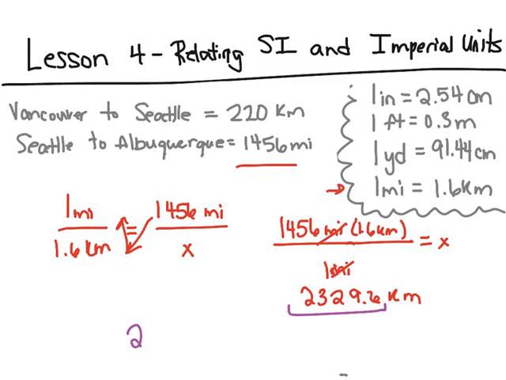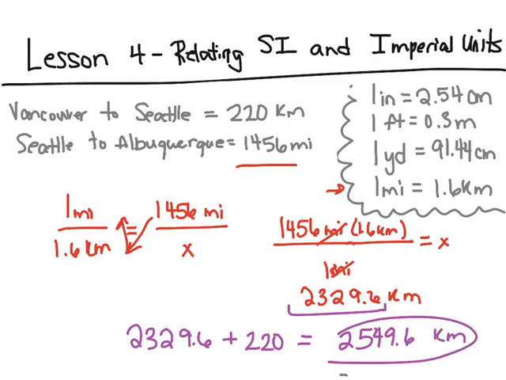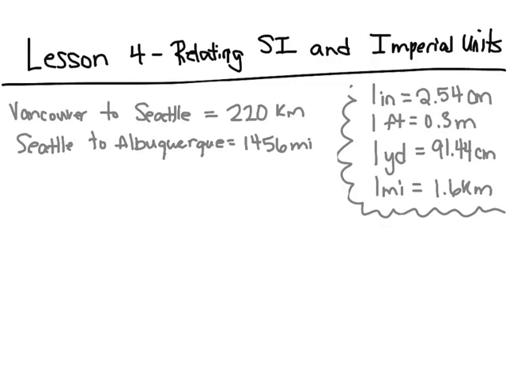To find her total distance traveled, we add 220 kilometers. So 2,549.6 kilometers altogether. Part B, if her odometer read 154,987 kilometers when she left Seattle, what did it read when she left Vancouver?